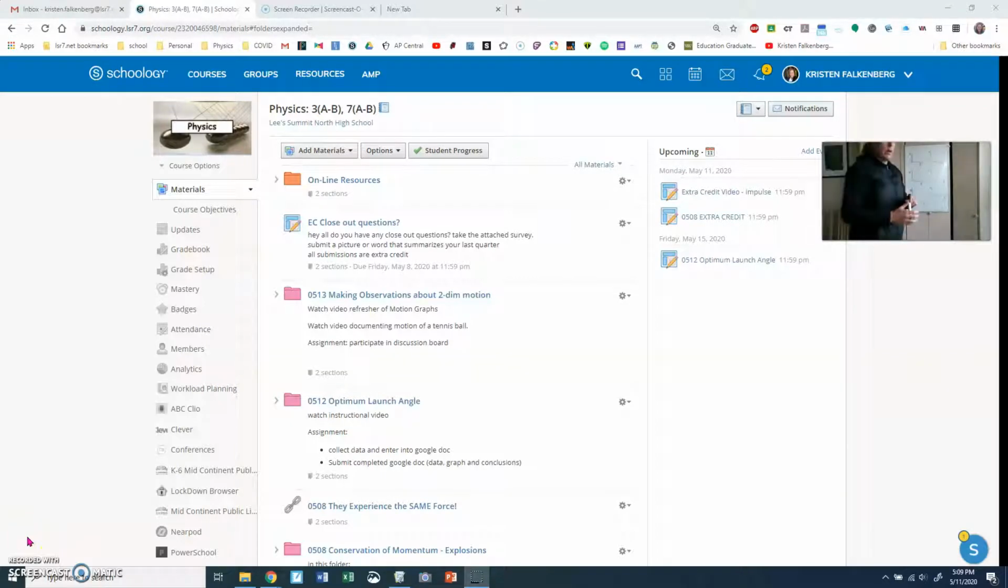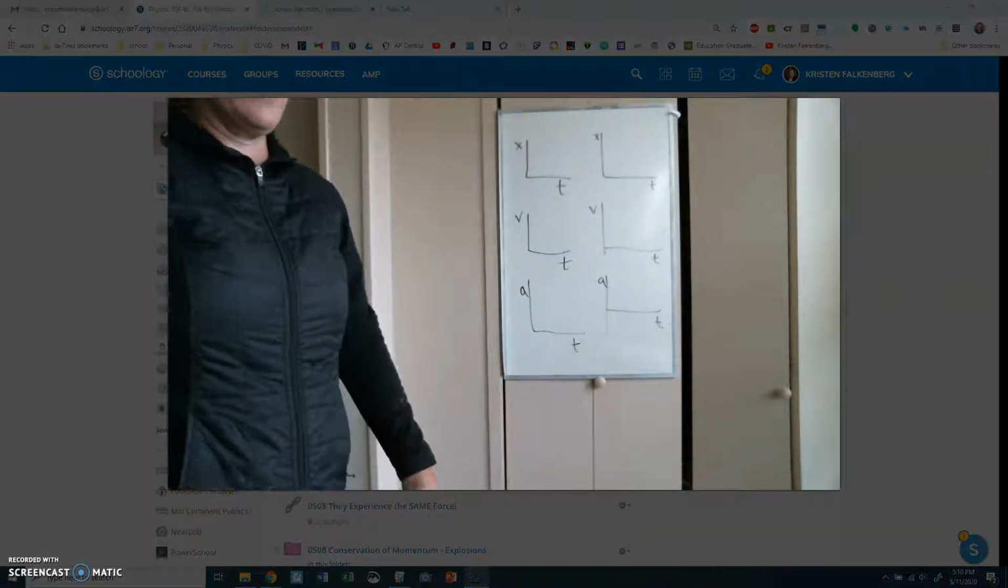Hey everybody, we are going to be doing just a refresher on motion graphs, position versus time. So 513 is making observations about two-dimensional motion. So what I want to make sure is we remember these motion graphs.